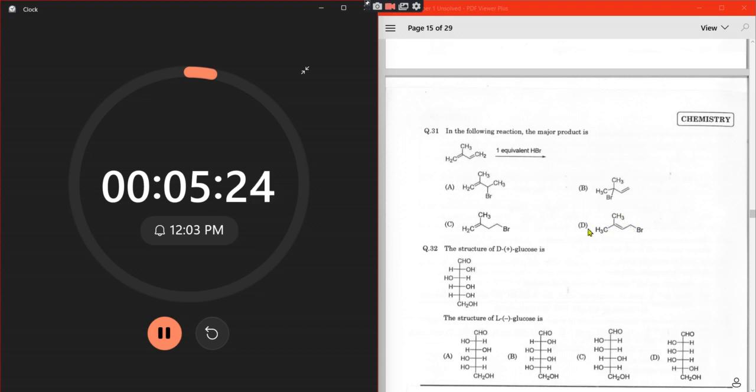This is weird. I don't think this is correct. Plus will come here. I mean, it's not the major product actually. So B is correct. 31st's B, sorry. I know I generally get these ones wrong, I mean chemistry ones, but whatever.